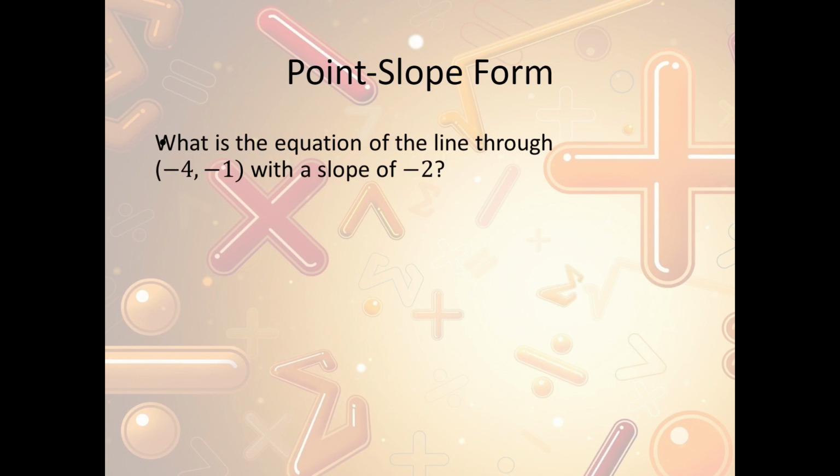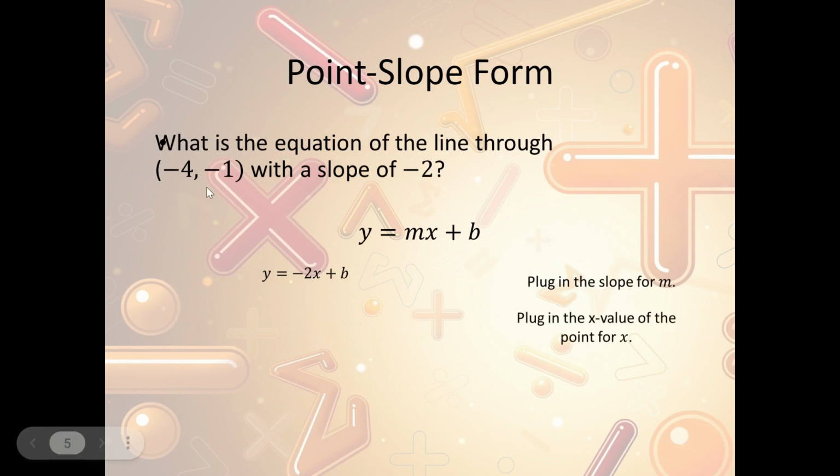Now let's look at another example. We have (-4, -1) as our point, and the slope is -2. So we're going to start with y = mx + b, and then we're going to plug in what we know. Well, we know the slope is -2, so that goes in for m. So this becomes y = -2x + b. Then we're going to plug in our x value. Well, our x value is -4, so we're going to plug that in for x. So this becomes y = -2 times -4 + b.